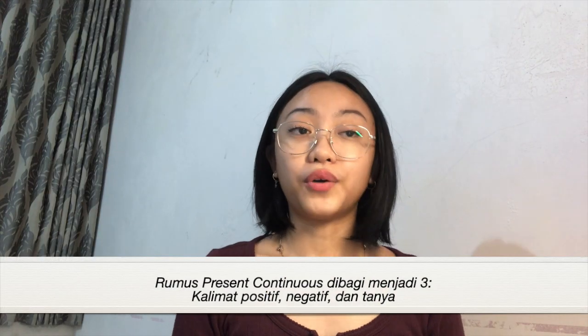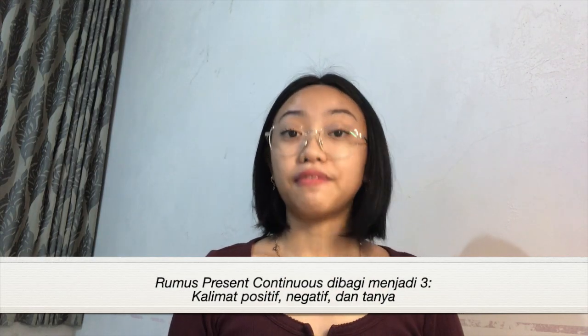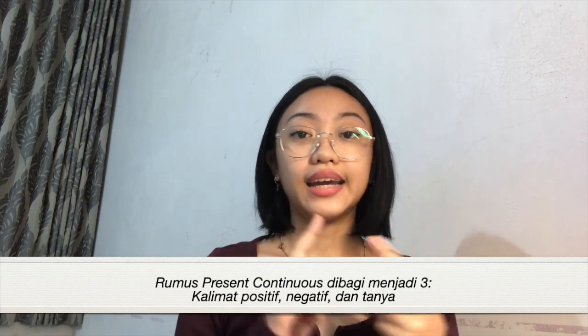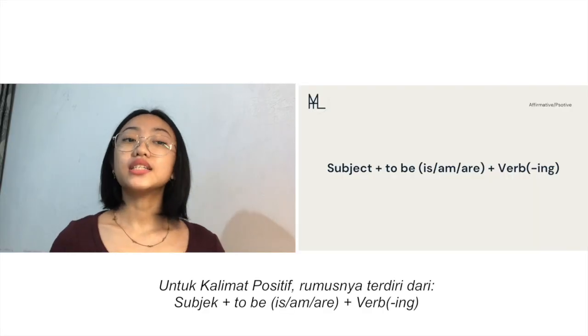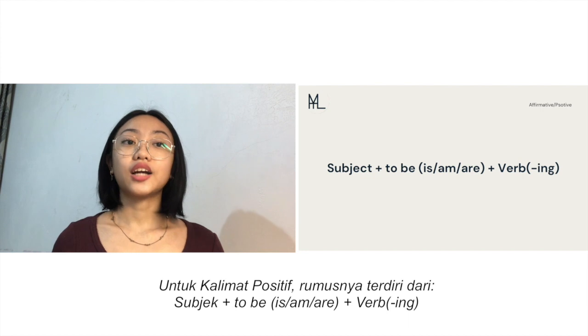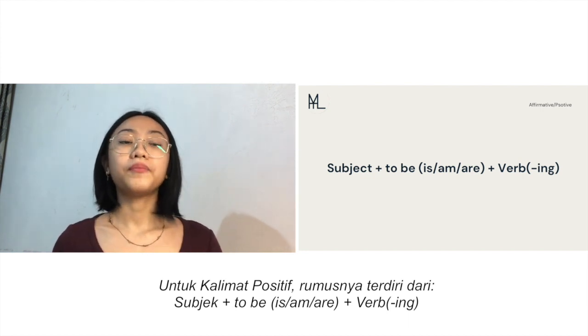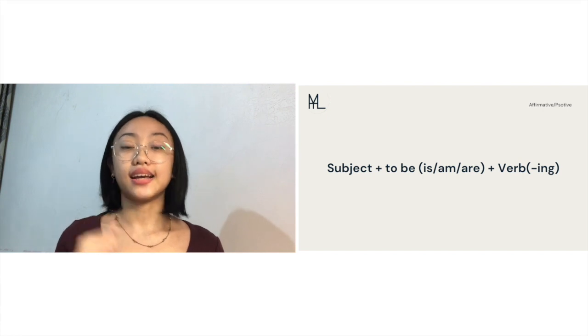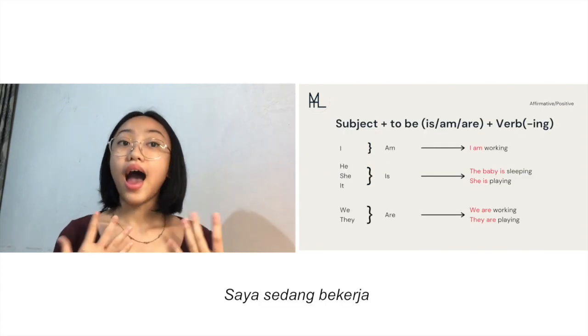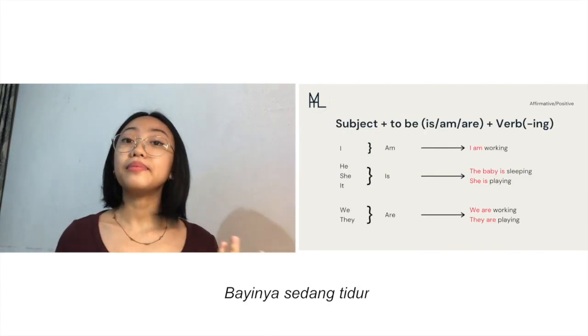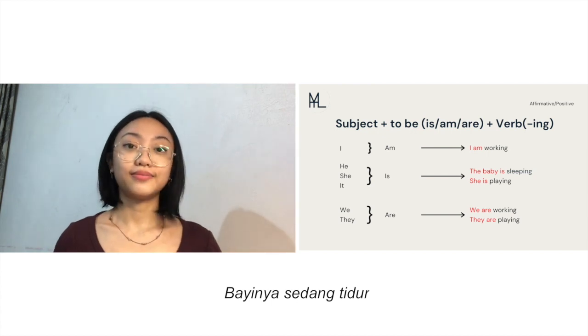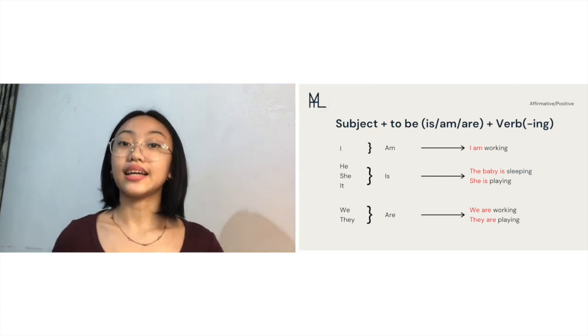The formula for the present continuous tense is divided into three: positive, negative, and questions. For the positive sentence, it consists of subject plus to be, is, am, or are, plus verb plus ing. For example, I am working. The baby is sleeping. She is playing.